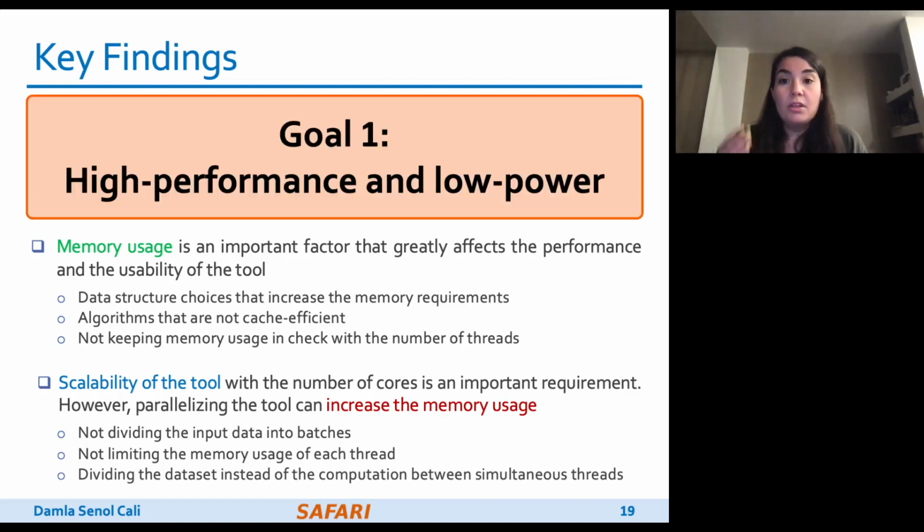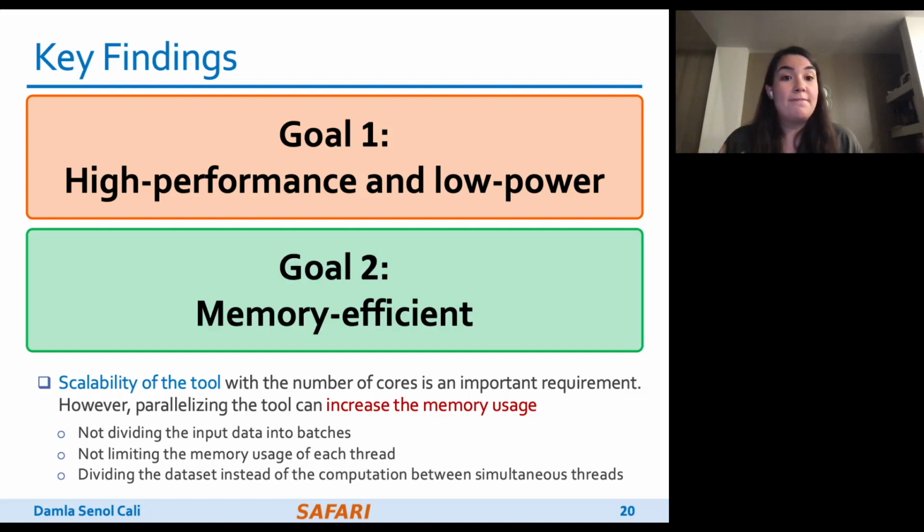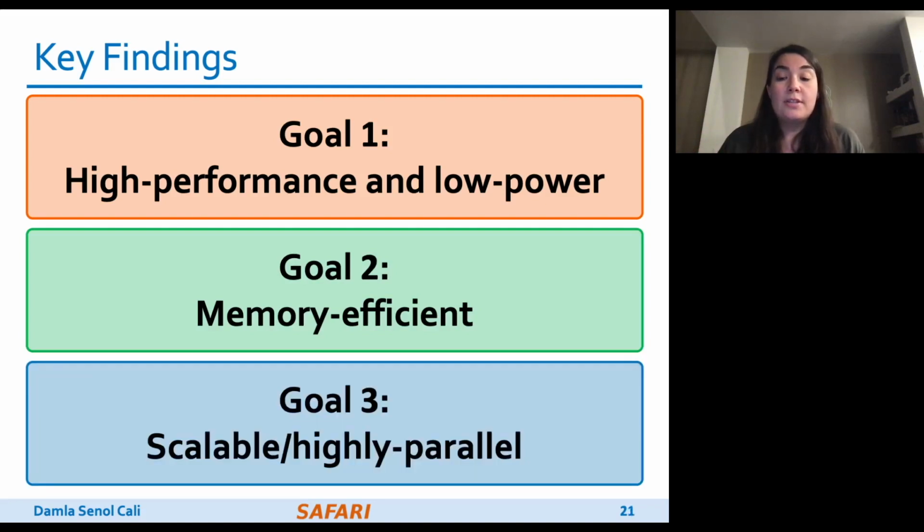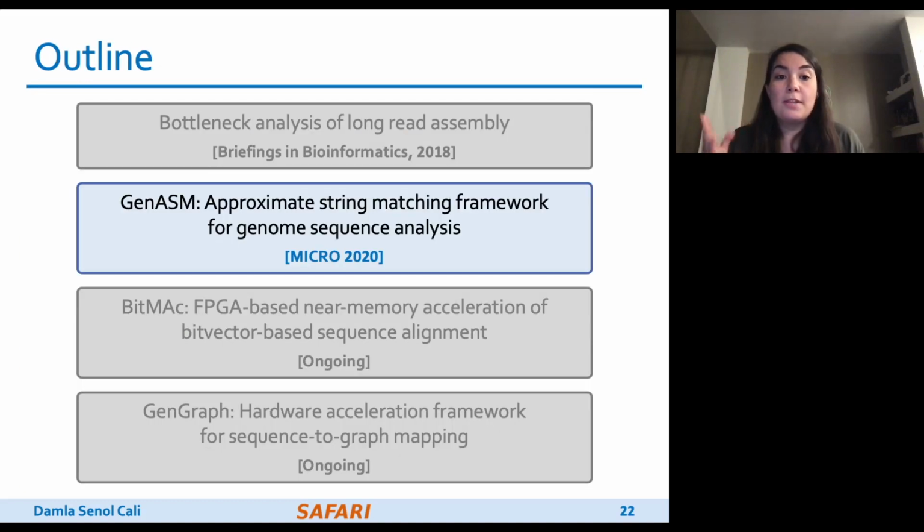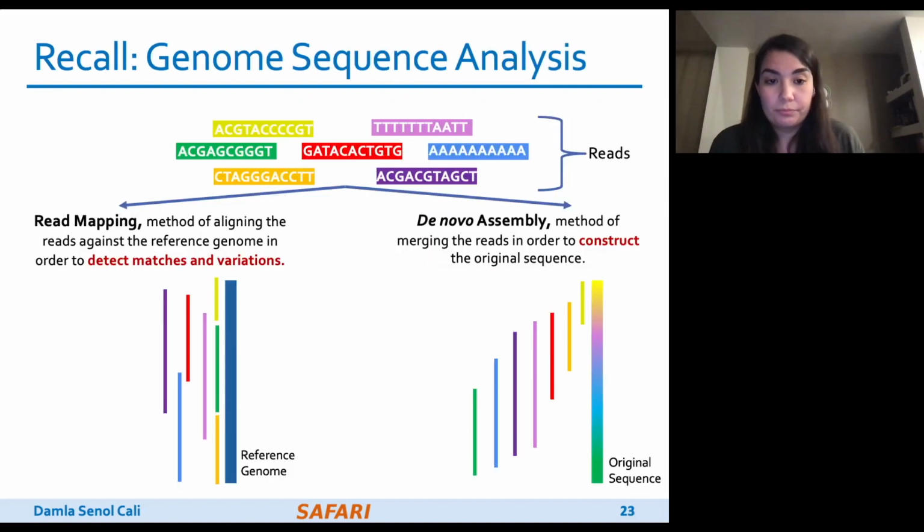So our goal should be first, obtaining high performance while maintaining low power. Second, memory efficiency. And third, scalability or high parallelism. So to meet these goals that we just discussed, we need to co-design hardware and software. And in our second work, GenASM, we are proposing a hardware-software co-design for genome sequence analysis.